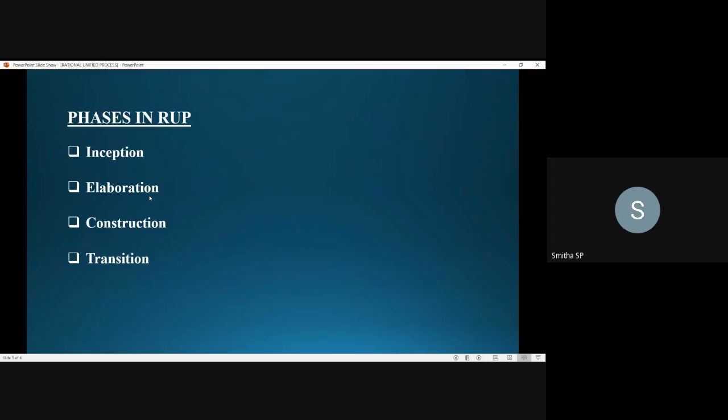Once we complete this elaboration phase, that is, we complete all the four activities, that is understanding the problem domain and establishing an architectural framework, then developing the project plan and identifying the project risk, we will be moving to the construction phase.